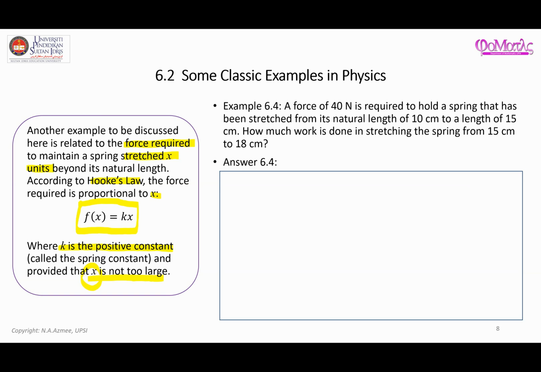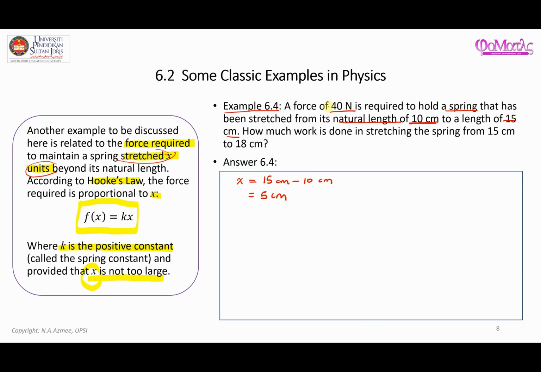In order to show you the idea of this representation, we will look at a simple example. This is example 6.4, where a force of 40 Newton is required to hold a spring that has been stretched from its natural length of 10 centimeters to a length of 15 centimeters. In this case, x is 15 centimeters minus 10 centimeters, because we are looking at the units stretched beyond the natural length. So x here is 5 centimeters.